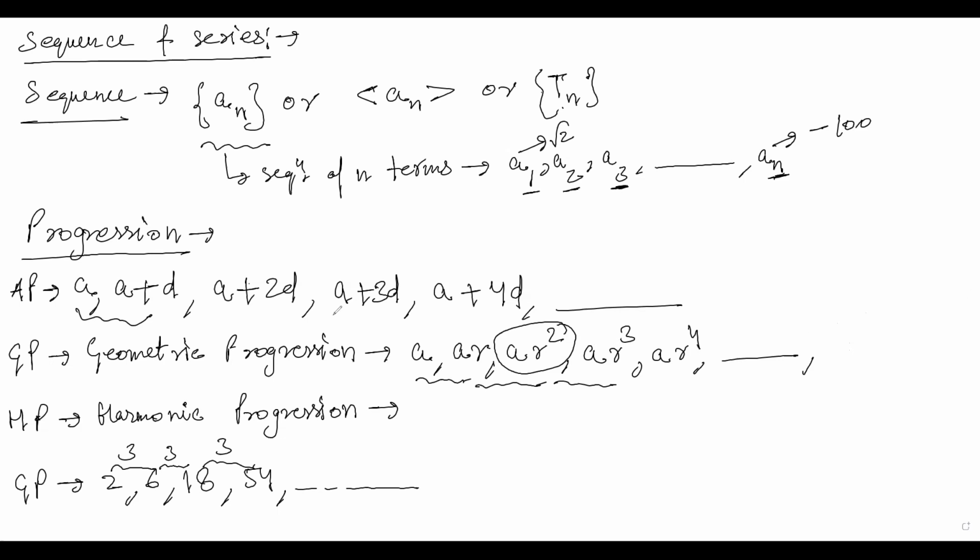R raised to 9. R is to the power 9. Nine r's need to be multiplied to get the 10th term, because for the second term, we have to multiply r once. Then to get the third term, we have to multiply r twice. To get the fourth term, we have to multiply r thrice, right?